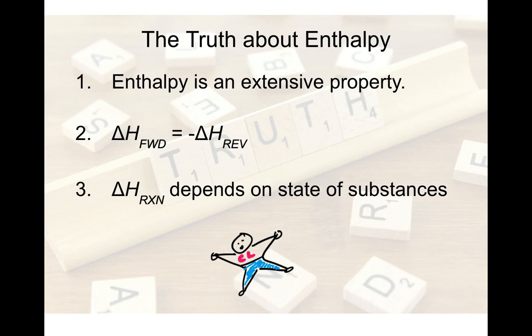A couple of final notes here about enthalpy. Enthalpy is an extensive property. Extensive property means that it depends upon the quantity. If I decide to write the reaction in reverse, that just changes the sign of the reaction. And the change in enthalpy of a reaction depends upon the state of the substance. In other words, if I react carbon dioxide as a gas, that's going to have a different enthalpy than if I react carbon dioxide as a solid. And carbon dioxide as a solid is, as you know, dry ice. So conducting a reaction with different states matters. So I have to pay attention to the state.